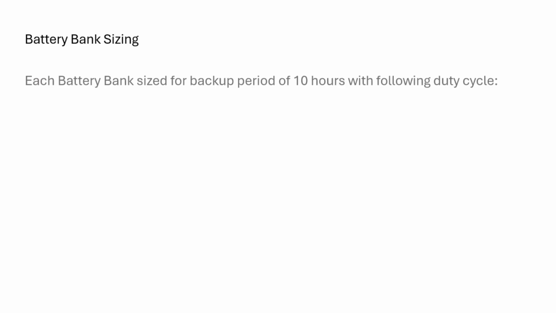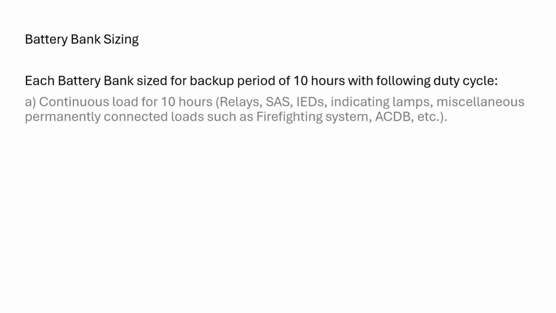Now, we consider the continuous load imposed on the battery bank when the charger is off, such as during a total blackout. Since the battery is of C10 type, it must supply the continuous load for 10 hours. Continuous load includes the relay load, which consumes DC power even when not operating. The substation automation system, SAS, various IEDs, and some indicating lamps also draw continuous power. Additionally, miscellaneous circuits such as the firefighting system and AC distribution board are connected to the DC system and consume continuous load.